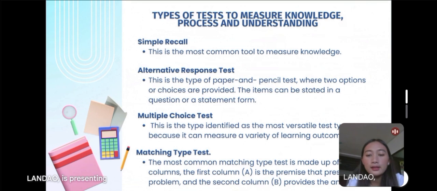So next is the alternative response test. Alternative response tests present students with two choices, such as true or false, to assess their understanding. This paper and pencil test format allows students to indicate their answer quickly and efficiently. Questions can be phrased as statements or direct inquiries, making it adaptable for various subjects. For example, students might respond to statements about scientific facts or historical events. This type of assessment is useful for quickly gauging students' comprehension of essential concepts and facts within a broader curriculum.